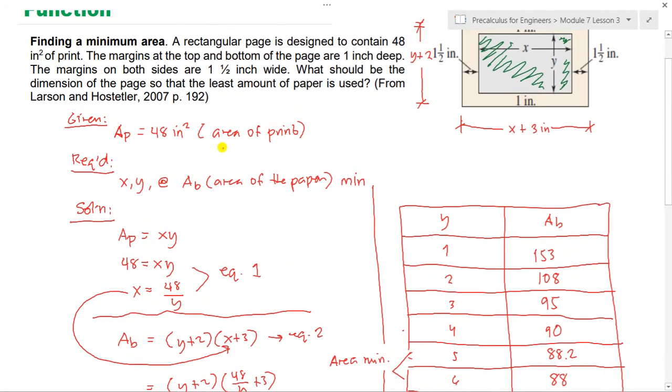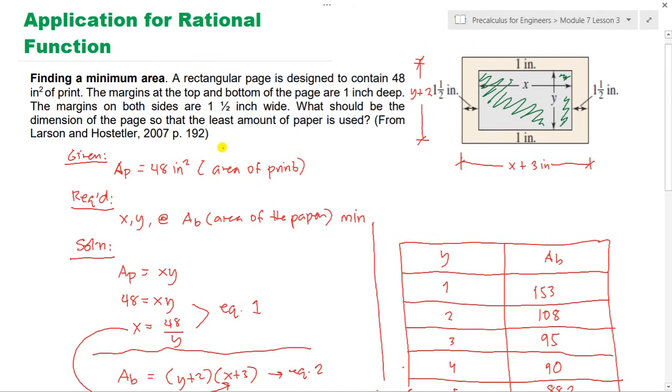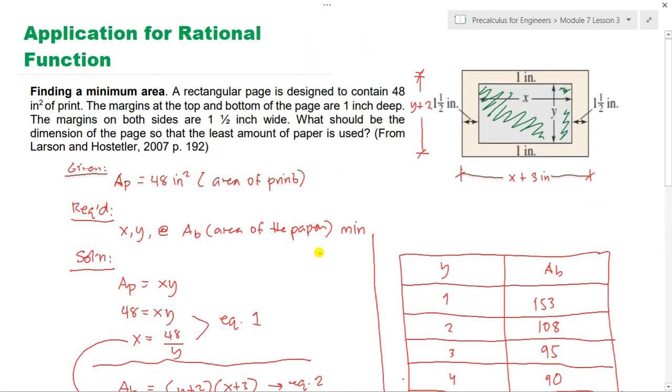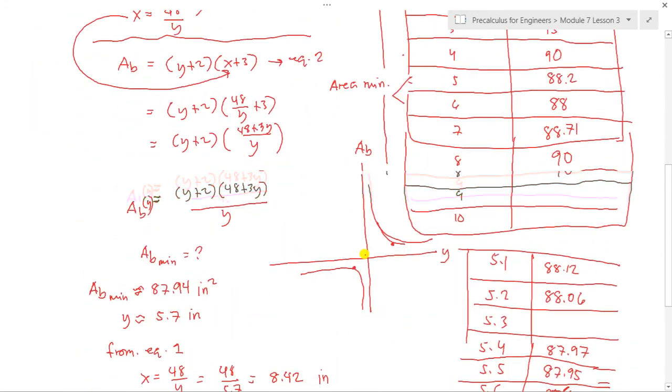So na tayo duha, x and y. Ang ipangita to no, what should be the dimension of the page so that the least amount of paper is used. So since dimension man sa page, ang answer, ang dimension sa page kung asa ta mag-print is 5.7 inches by 8.42 inches. Okay? Ato na napangitaan class by graphing this one manually. I mean, by graphing this one online.